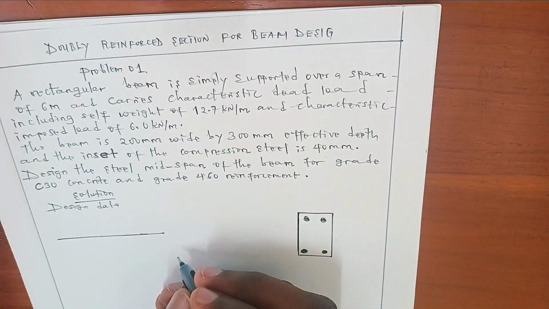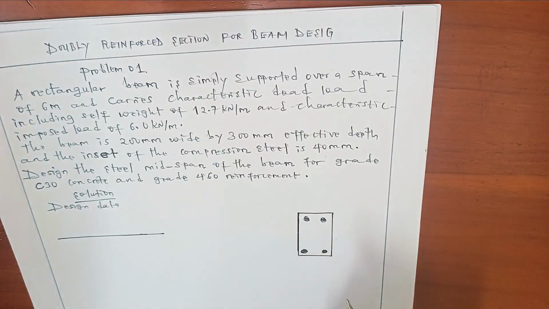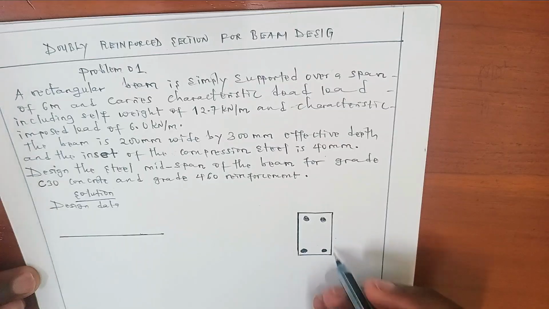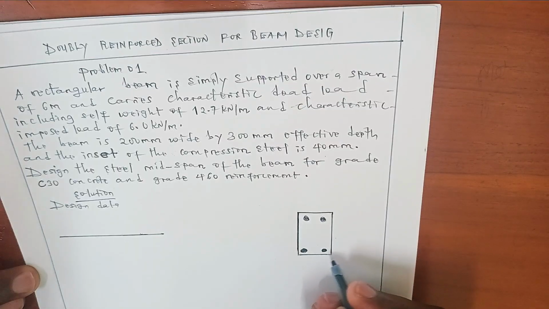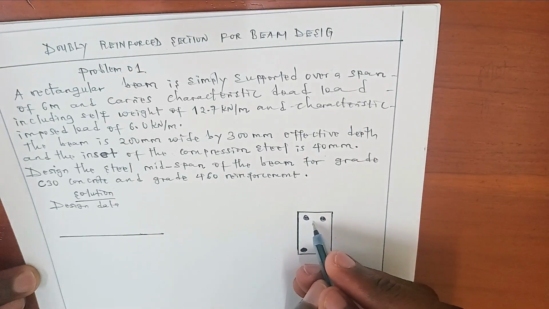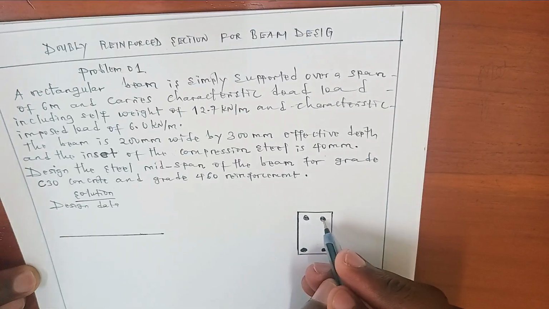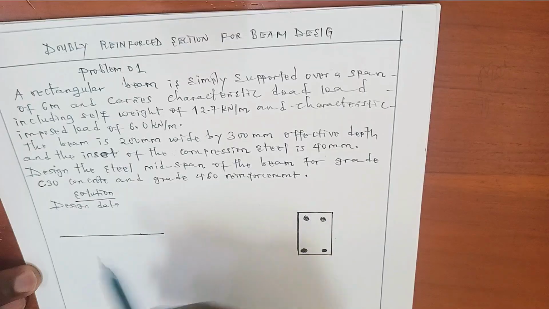In this video, we'll be learning how to design a beam for a double reinforced section. In a double reinforced section, reinforcements are provided in both the tension and compression zones. The tension zone is at the bottom of the section, where tension reinforcement is provided, and the compression zone is the region at the top of the section.